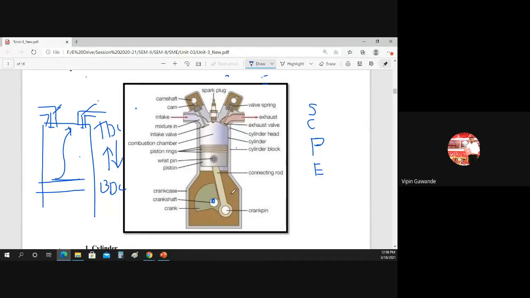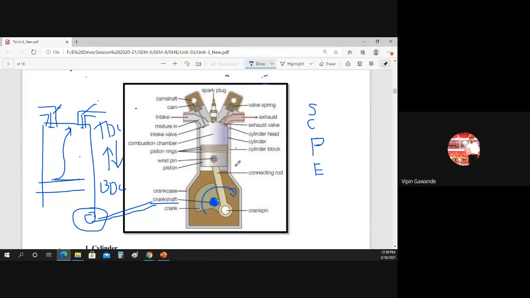Now this piston is connected with what? Connecting rod. When this piston moves upward and downward, there is a transfer of force to the connecting rod, and because of this force, the crank rotates. This crank is connected with one shaft, which is called the crankshaft, and this crankshaft is connected with our wheel, and then our wheel rotates. The crankshaft is rotated because of the movement of the piston.